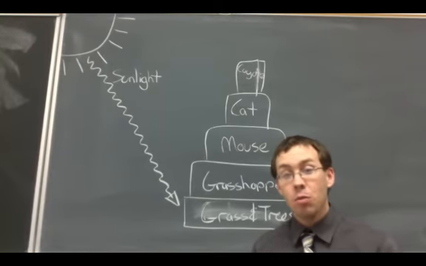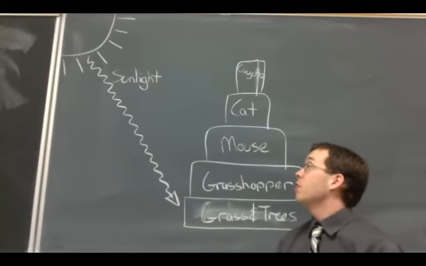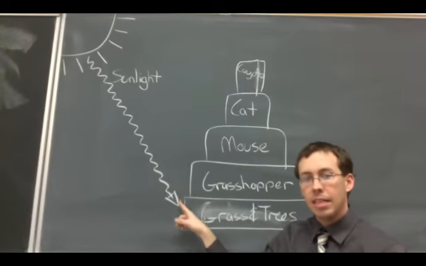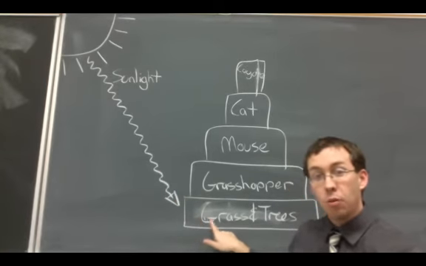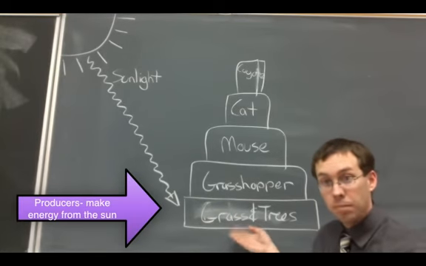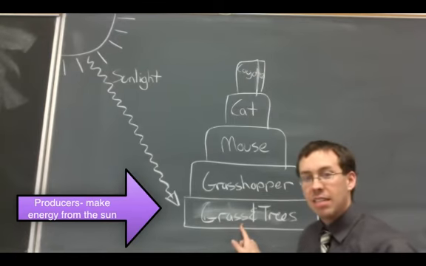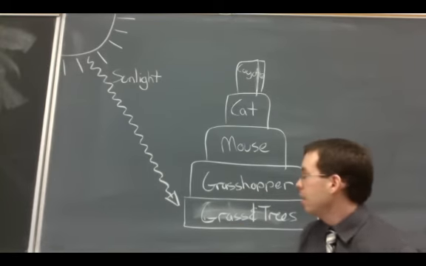Obviously, if you take a look at this diagram, the main source of energy comes from sunlight. Sunlight is being taken in by the grass and the trees, also known as producers. Those producers take in that sunlight, perform photosynthesis, and create energy out of it.